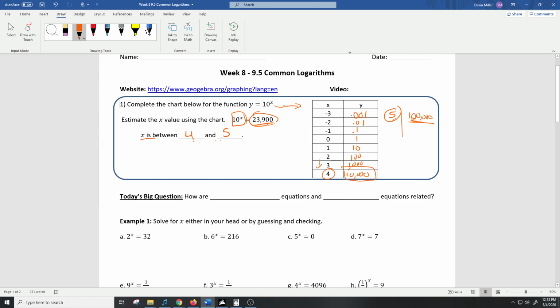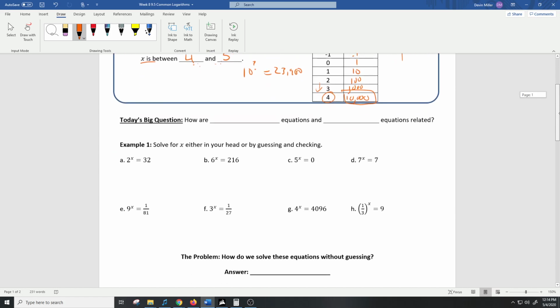So what we're going to be doing today is looking at how you solve something that has the x in the power as an exponent when it doesn't come out to be nice like this. How do we deal with something like this? We can bring up a table and kind of guess, but how do we get an exact answer? 10 to what power exactly gives you the 23,900? And the way we do that is something called logarithms.